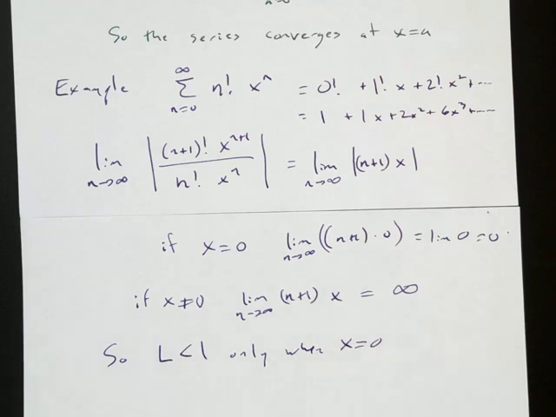Which means our series only converges for that one value of x. It diverges everywhere else. That's it. That's the only spot on the number line where this converges. It goes kaboom everywhere else. So to me, that kind of looks like a crappy answer. But this was a rigged example. Let's try a different one.